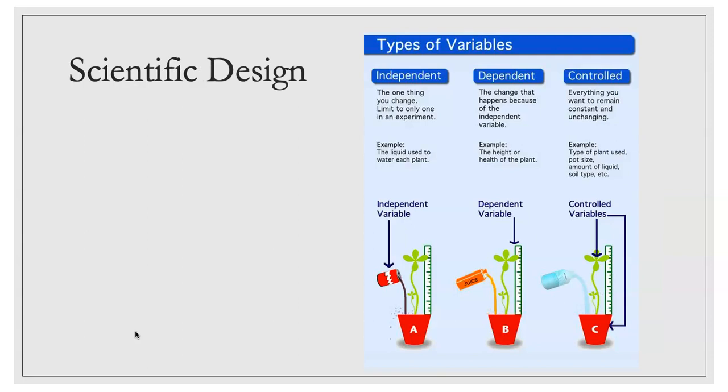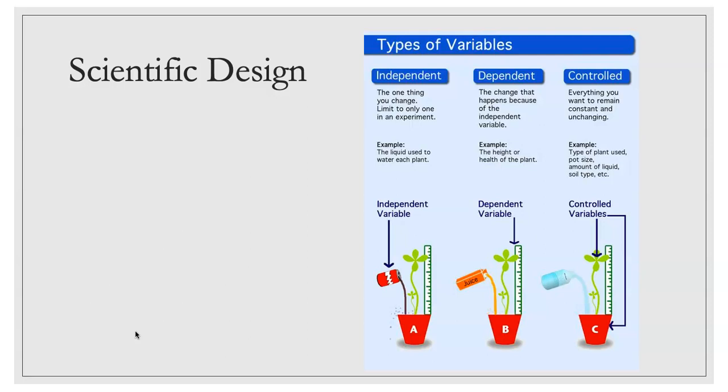When you have your students designing the scientific process, remember that they need to understand their independent and dependent variables and their controls. So here in this experiment, we're feeding plants soda, juice, or water. So the one thing that you change and limit to only one in an experiment is going to be your independent variable. So in this case, your independent variable is what you're feeding the plants. Is it going to be soda, water, or juice? The dependent variable is the change that happens because of the independent variable. So in this case, it'd be the height of the plant. How much did your plant grow?